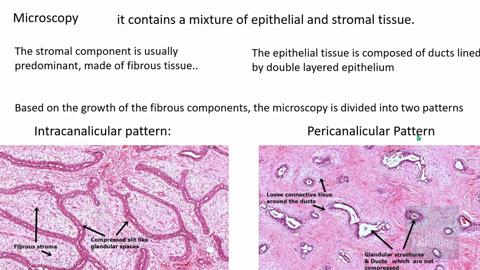Whereas in the pericanalicular pattern, the ducts retain their patency. They are usually round and regular. They are glandular, not compressed, and you find the connective tissue proliferation around these ducts. Okay, so there are two patterns. One is the intracanalicular pattern, another is the pericanalicular pattern.